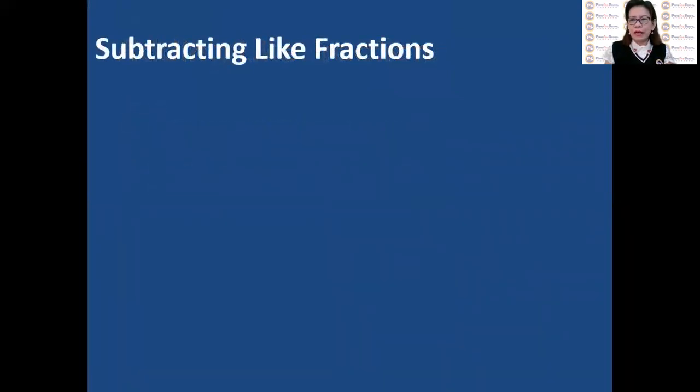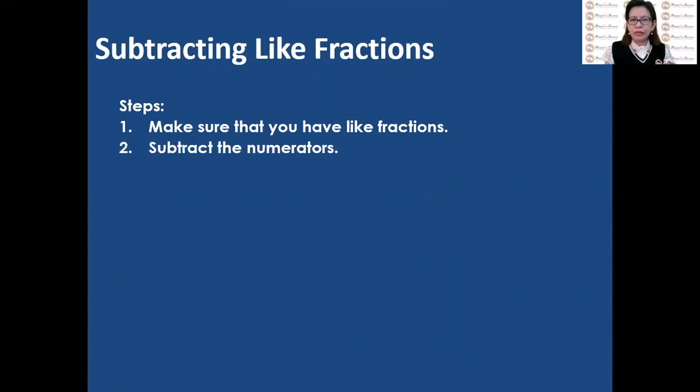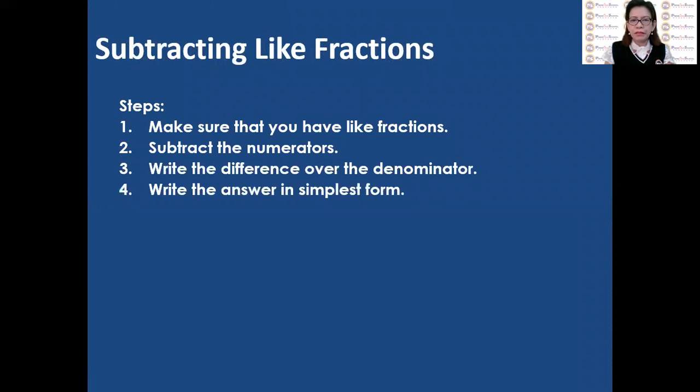How do we subtract like fractions? These are the steps. Number 1, make sure that you have like fractions. Number 2, subtract the numerators. Number 3, write the difference over the denominator. And number 4, write the answer in simplest form.